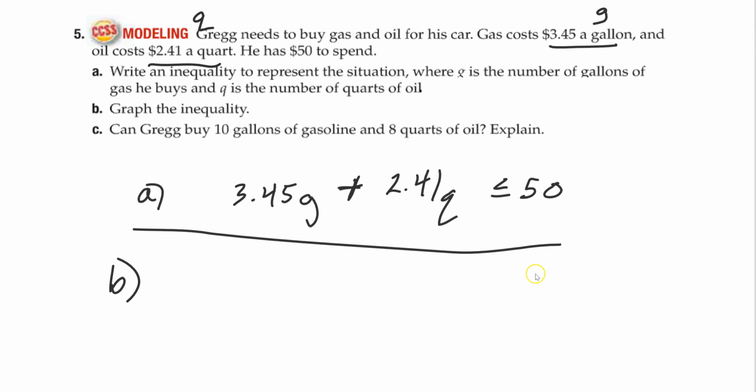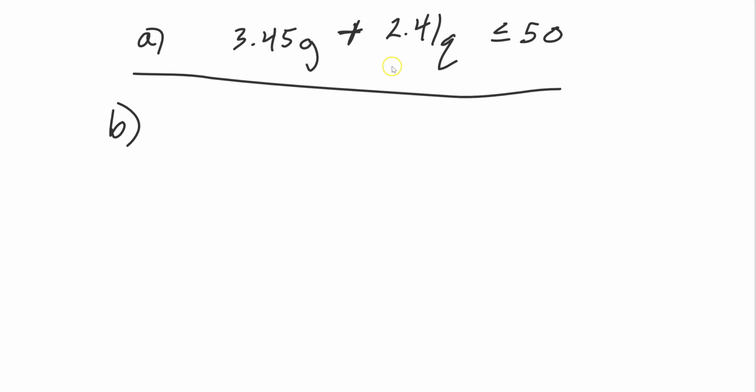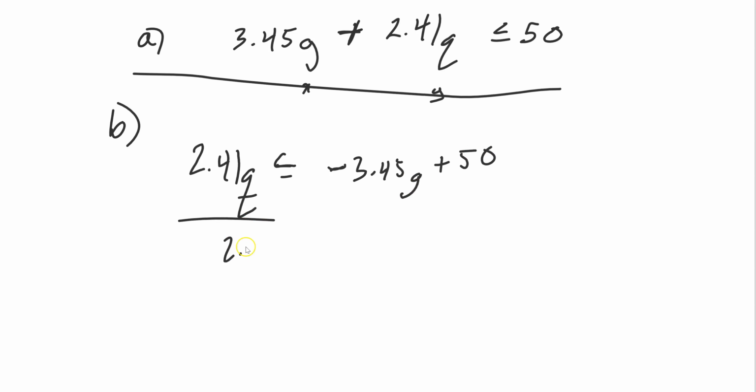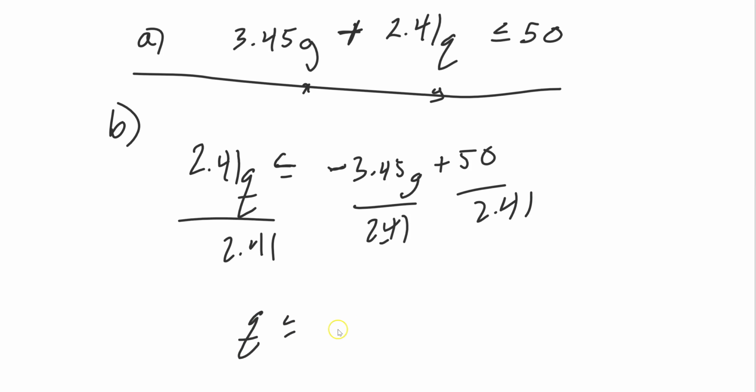B wants me to graph it. So if we're going to graph this on the XY chart, well, I don't have X and Y, I have G and Q. Just solve for one of the variables. Let's make this like our Y. So we're going to solve for Q. So 2.41 Q is less than or equal to negative 3.45 G. Subtract that from both sides. Plus 50. And I got to divide by 2.41. That's not going to be pretty. And I'm going to get Q is less than or equal to whatever that is, plus whatever this is.